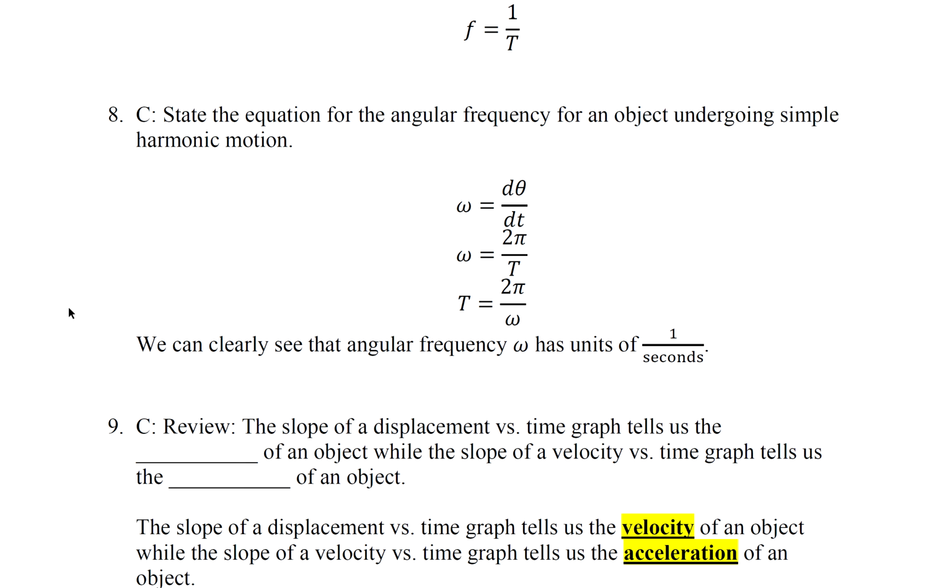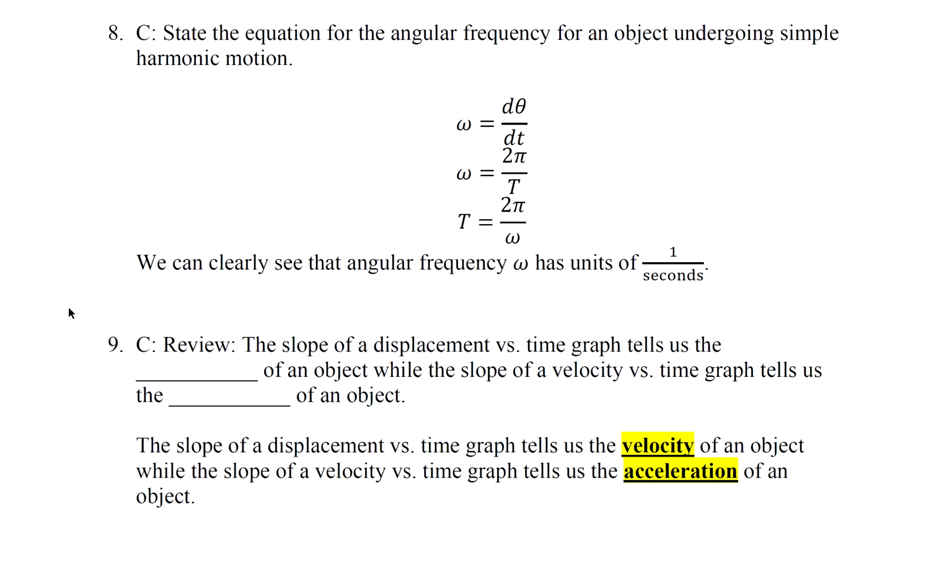Question 8. State the equation for the angular frequency for an object undergoing simple harmonic motion. So omega is equal to d theta over dt. Write this down. Theta is angular position. Omega is angular speed. So in one revolution, in one circle, it's going to be 2 pi radians over the period. And solve for the period.